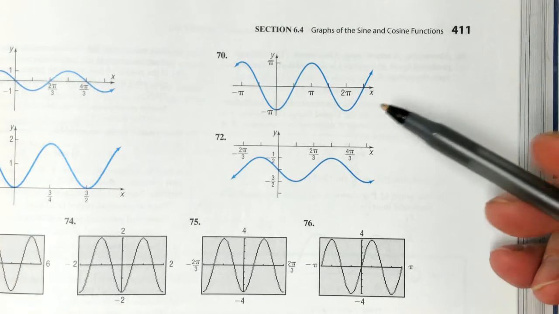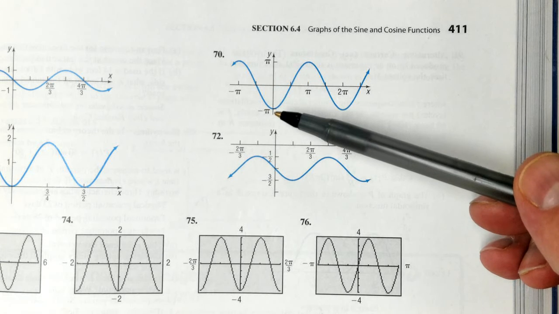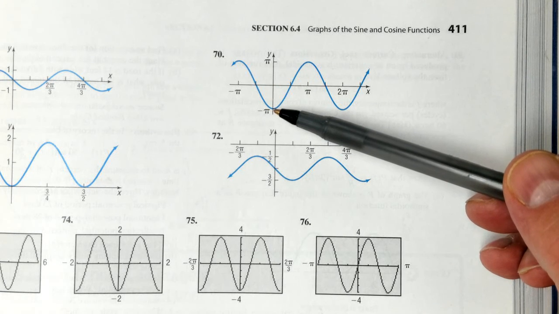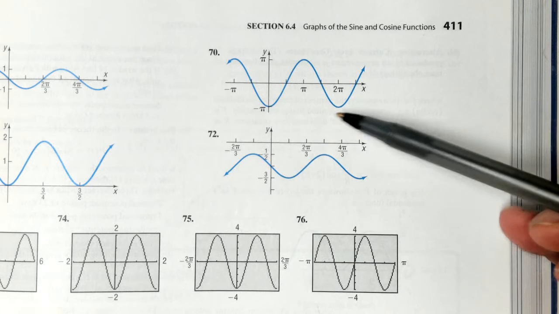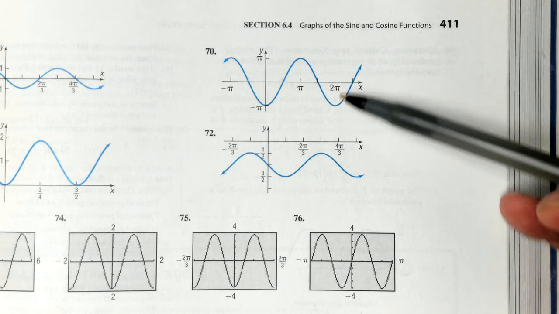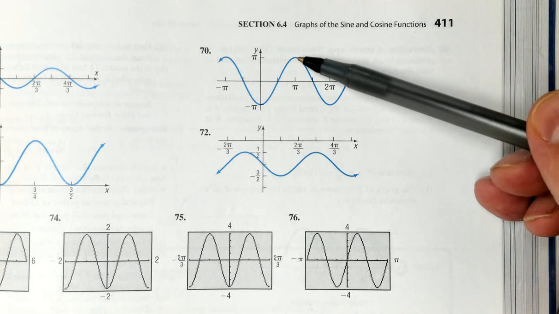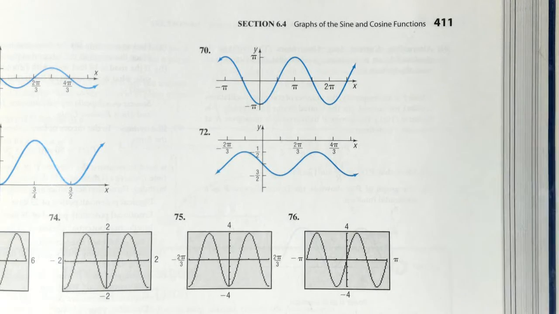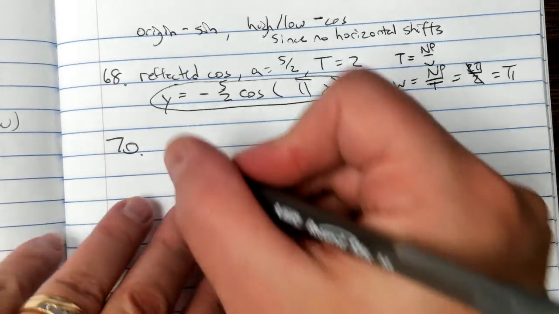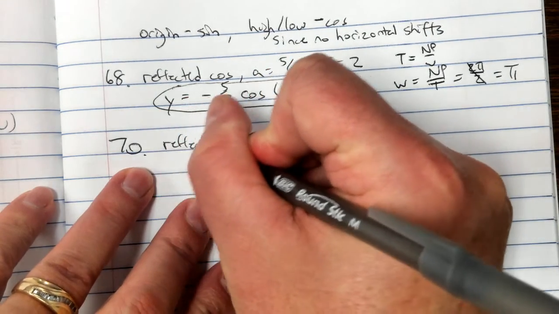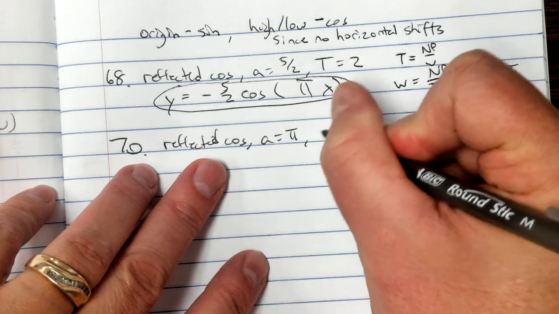Number 70 is here. Again, it's not through the origin, so it's not sine. It's down, so it's going to be a reflected cosine graph. And our period goes from 0 to 2 pi, because that's from low to low. And our amplitude is pi in this case, which is weird, but pi is just a number. So pi is our amplitude. Okay, so yeah, that's right. So we have a reflected cosine. Our amplitude is pi, and our period is 2 pi.